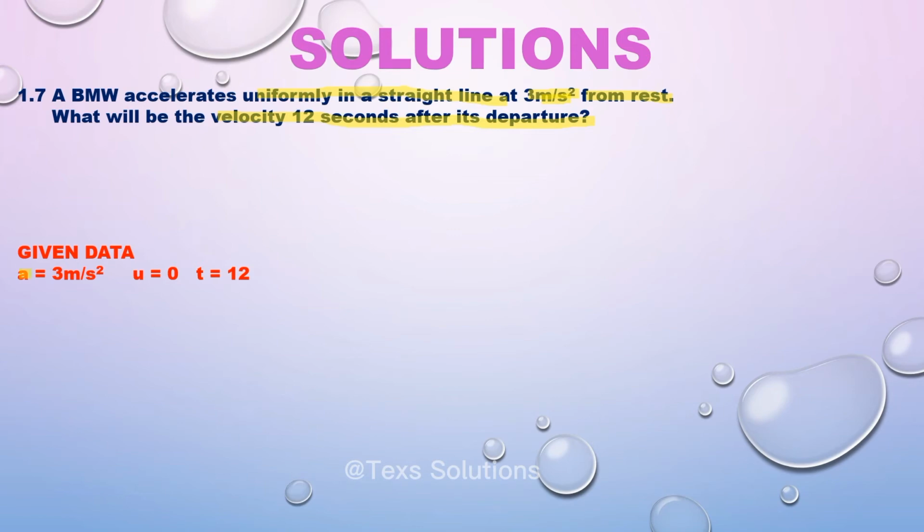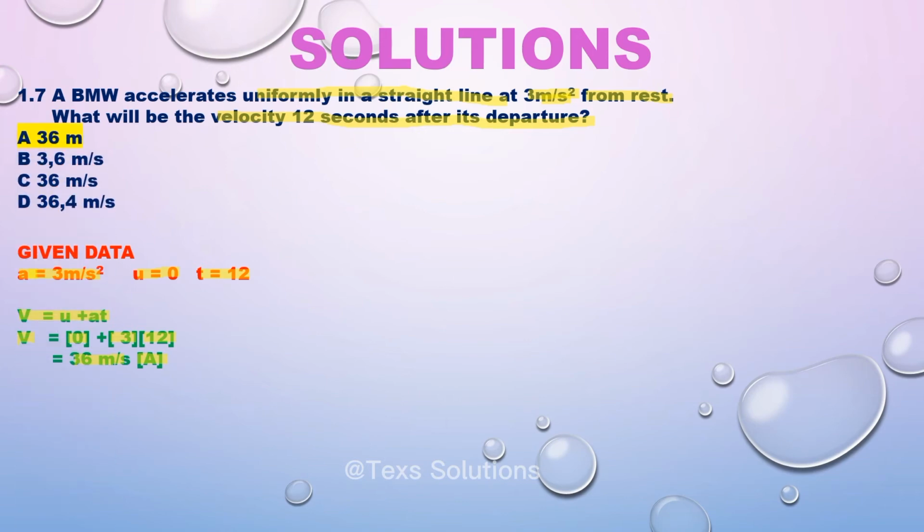So as we said, a is my acceleration, which is 3 meters per second squared. u is the initial velocity, which is 0. And t is your time, which is 12 seconds. The symbol for time is t. So we can use the equation of motion, v is equal to u plus at. I substitute the initial velocity as 0, the acceleration is 3 and the time is 12 seconds. So I get the final velocity as 36 meters per second. So my answer here is option A, 36 meters per second.